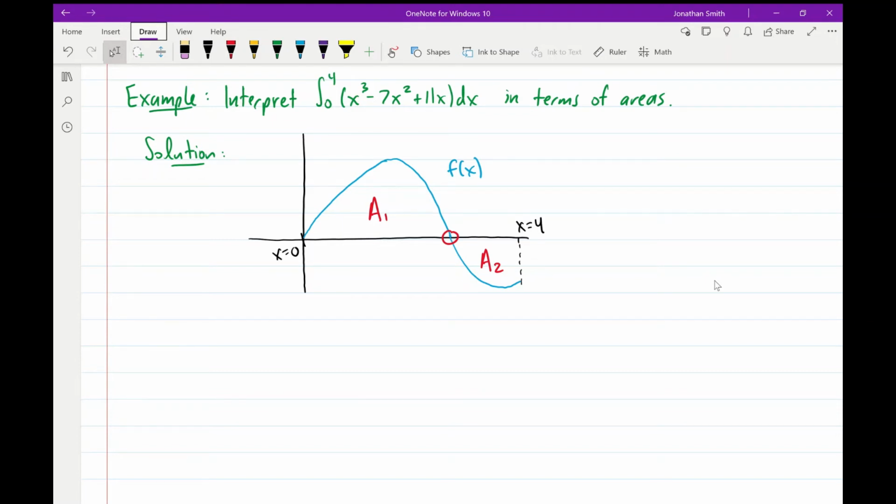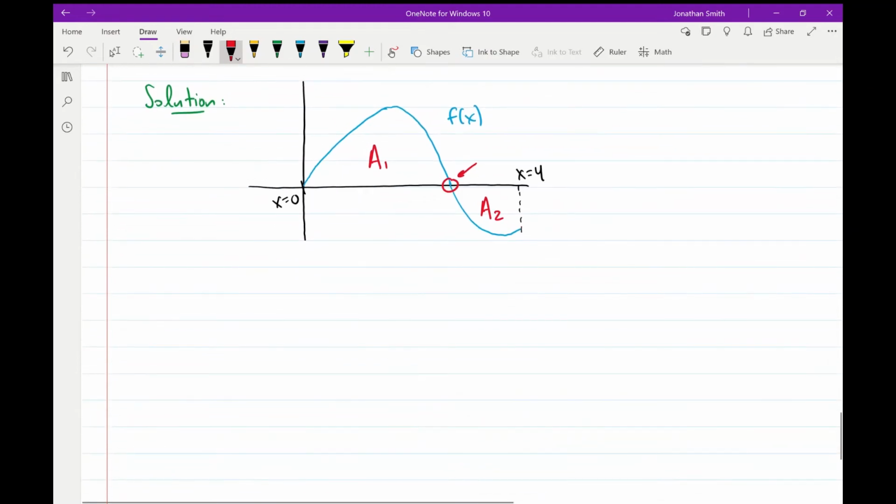And you can see that I've labeled the area above the x-axis as A sub 1 and the area below the x-axis as A sub 2. And I made special note of this point where we travel over from the function being positive to the function being negative. It's going to be important for us to figure out the value of that point. All right, so that's the first thing we're going to do.